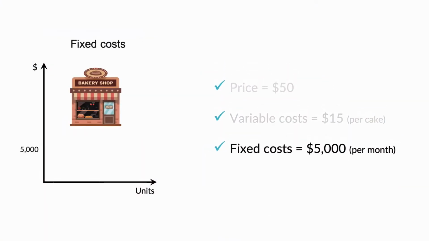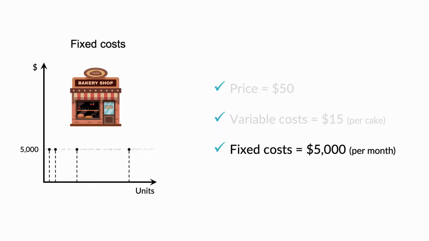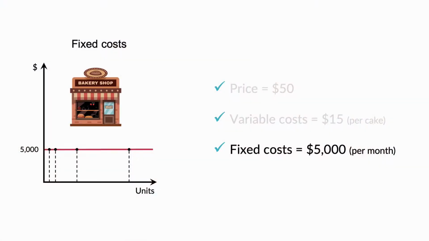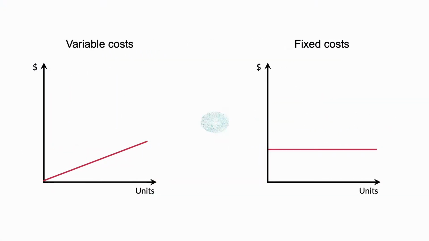Now, when it comes to fixed costs, because they're fixed, regardless of the number of cakes we produce, we'll always have a cost per month of $5,000. So they can be represented by a horizontal line. So to get to our total cost per month of producing birthday cakes, we need to add the total variable cost per month and the total fixed cost per month.